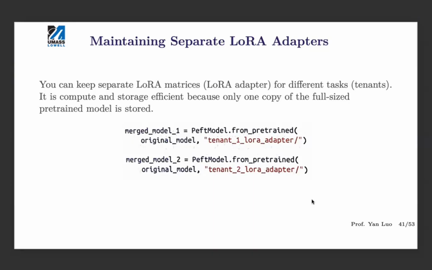So in this case, we can use these separate LoRA adapters, and when you want to use them, you just call this PEFT model dot from pre-train, give the original model's name or ID, and also the path to your adapter. So in this case, tenant one LoRA adapter. So that's where you store your LoRA adapter for the first task. And then for the other task, you can use a different path, but this original model will be the same that is shared across all the different tenants.